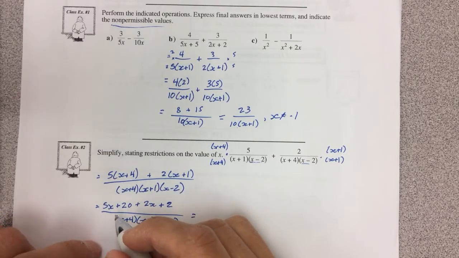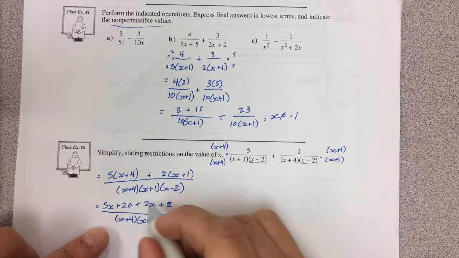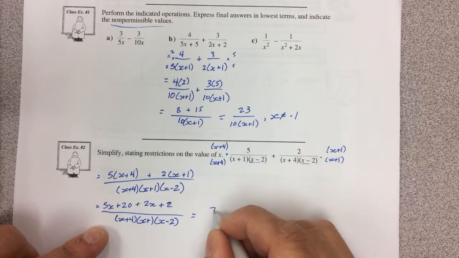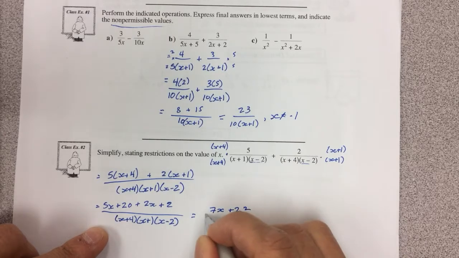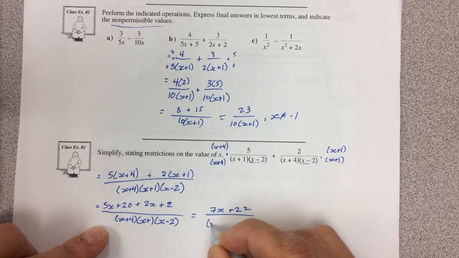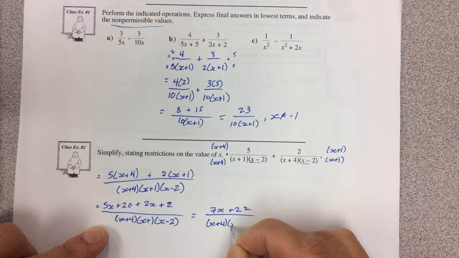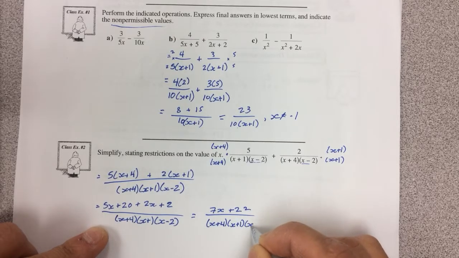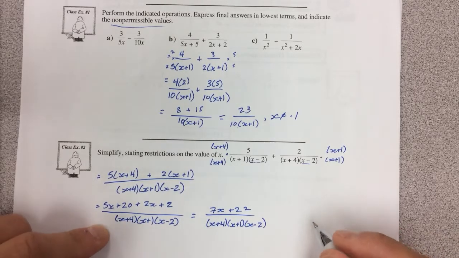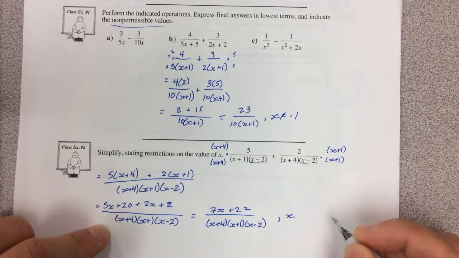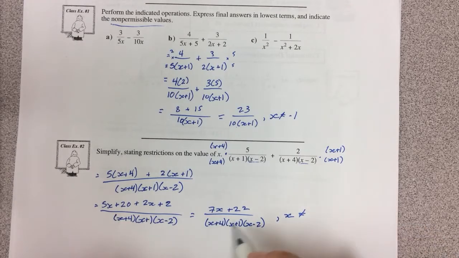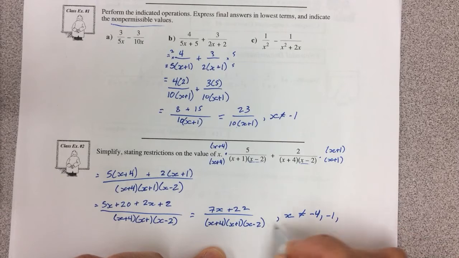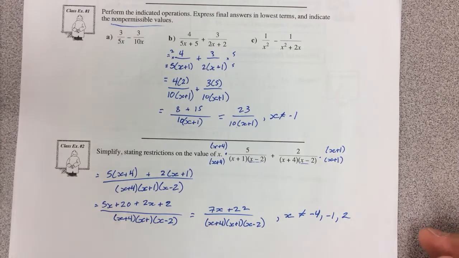If I simplify this even further, I'm going to be left with 5x and 2x is going to give me 7x. 20 and 2 is going to give me positive 22. And my denominator, x plus 4, x plus 1, x minus 2. And that's as simplified as we're going to get. However, we do need to include our non-permissible values, or our restrictions, where x cannot equal -4, -1, and positive 2.